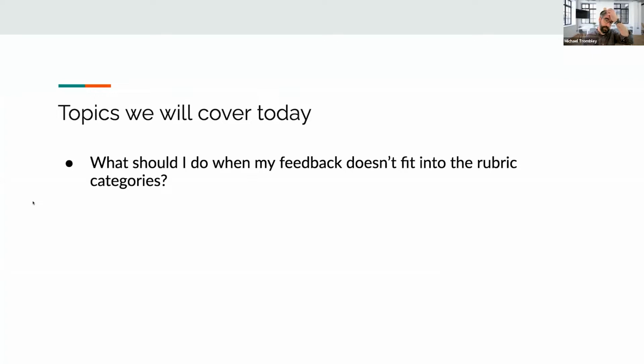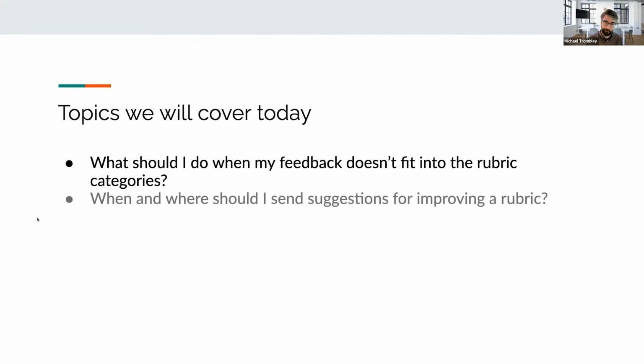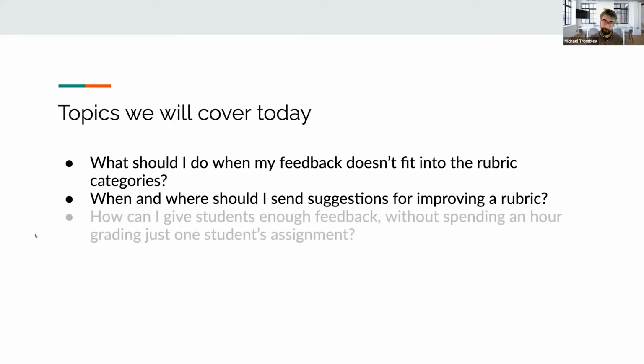So the first topic is, what should I do when my feedback doesn't fit into the rubric categories? I know I've experienced this feeling myself and have often wondered what to do. So we have a couple of ideas and also would like to hear what you folks think. When and where should I send suggestions for improving a rubric? So that's actually one of the outcomes sometimes when your feedback doesn't fit into a rubric. It might mean that the rubric isn't working as well as it should, and we can fix it.